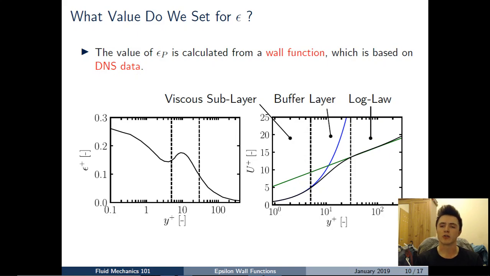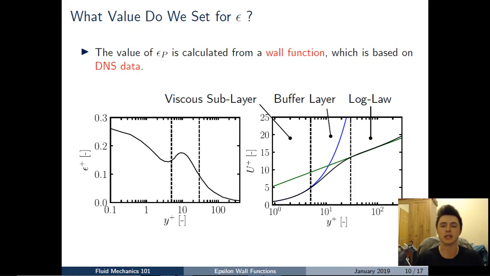So, as you might remember from the previous videos for velocity and temperature, what we do is we start by looking at the universal behaviour of the quantities normal to the wall. So the plot on the right, which you may recognise from our previous video, is the variation of the dimensionless velocity, u+, plotted against the dimensionless wall distance, y+.